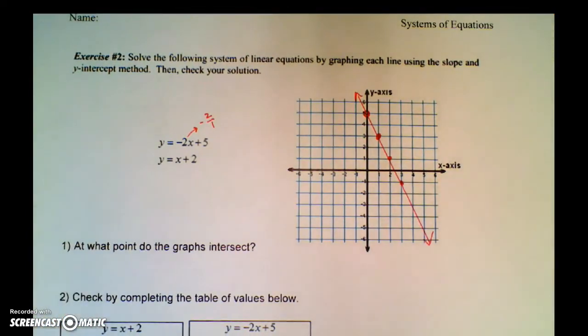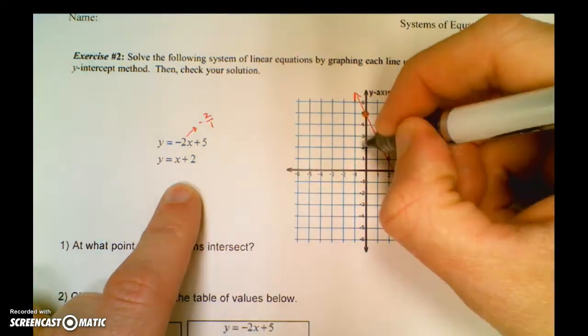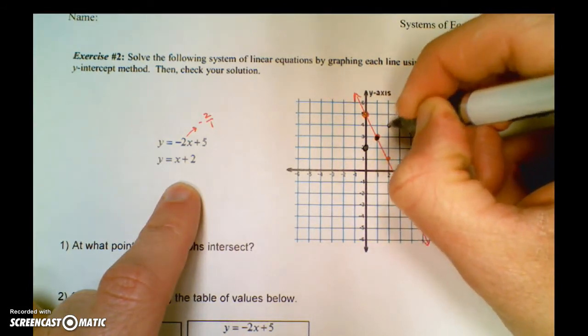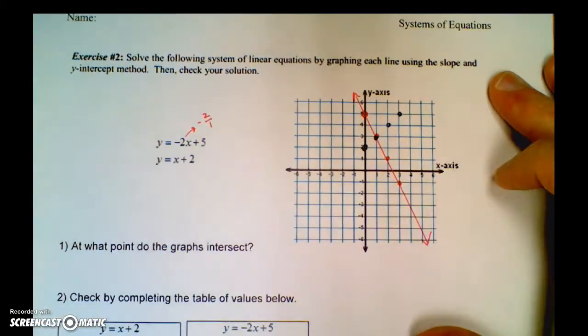The second line, I'm going to use a different colored pen. Here the y-intercept is 2, and the slope is up 1 over 1. So I can draw my graph.